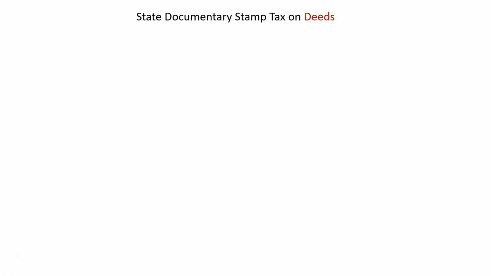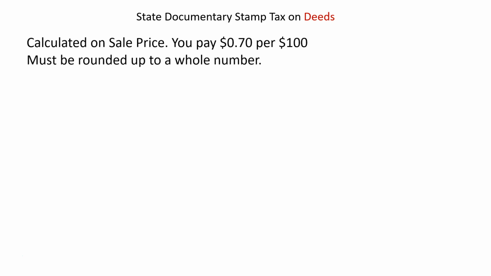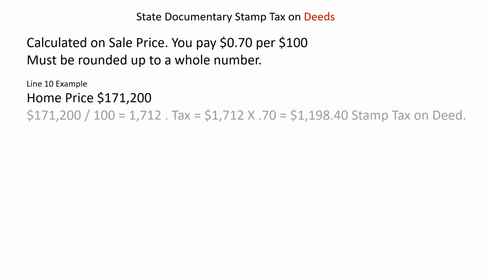So let's work out state documentary stamp tax on the deeds first of all. You pay 70 cents for every $100, which must be rounded up to the whole number. So, example, home price 171,200. You take that, divide it by 100, and then multiply it by 0.7.